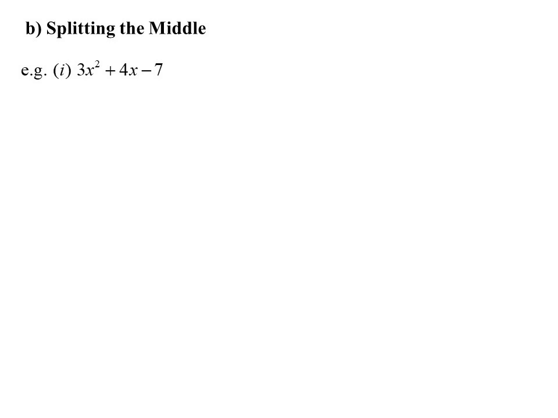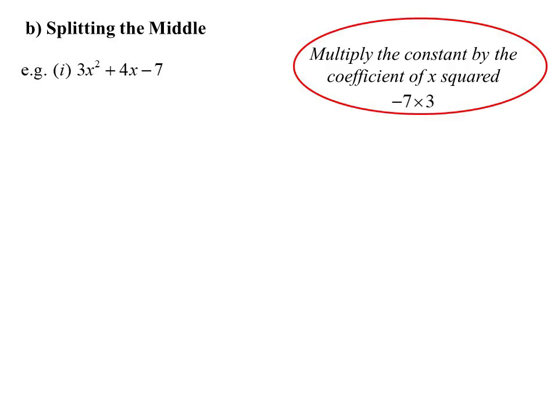Why do I love splitting the middle? Because it's still the same idea. You're still going through that thought process of what multiplies together to give a number, what adds together to give a number. The only thing we have to be careful with is we multiply the constant by the coefficient of x squared when we're asking ourselves. So we don't say what multiplies together to give -7, we say what multiplies together to give -21. But other than that, it's the same thought process.